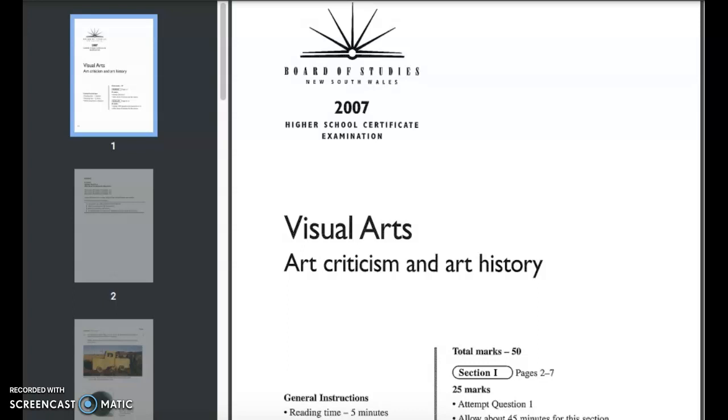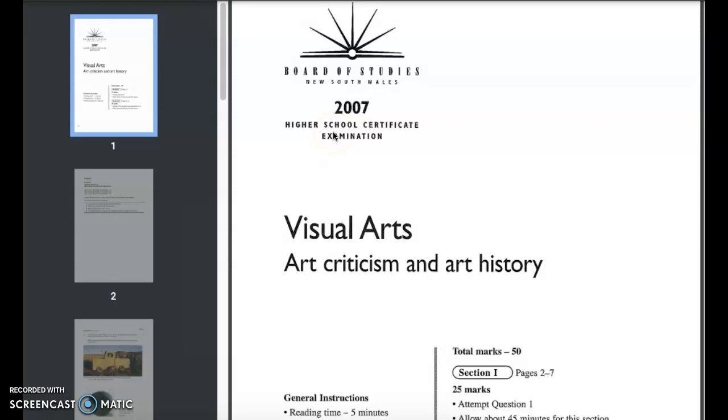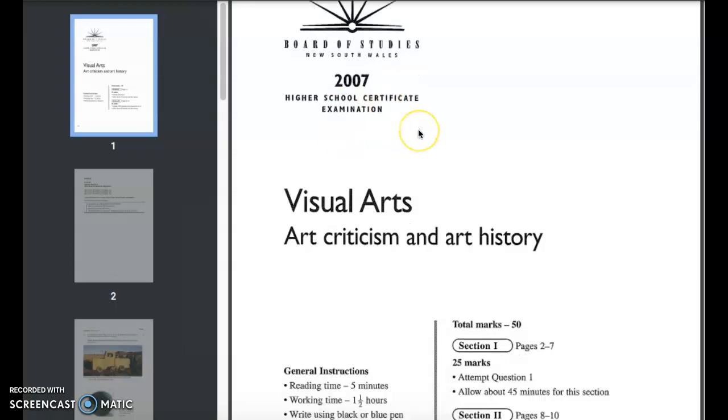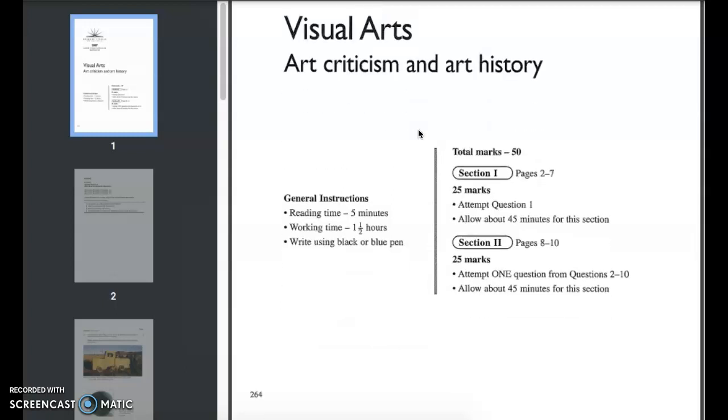Hi Year 11. Today we're going to be looking at the information that is given with artworks in exams. I just want to make sure that everybody understands what they're looking at and they understand the significance of that information that they're provided. So this is what your exams will look like. Year 11, Year 12, they all have the same format.